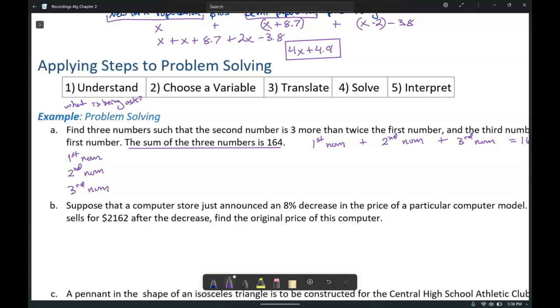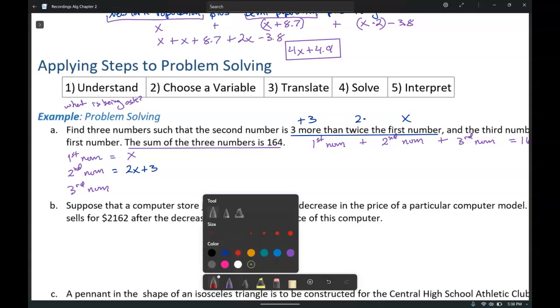Well, our first number, we can start with that. We don't really know what it is. And since we don't know what it is, we can use X to represent that number. And then our second number is 3 more than twice the first. 3 more than 2 times our first number. And so now we can go ahead and write that as an expression where we take 2 times the first number and we add 3.